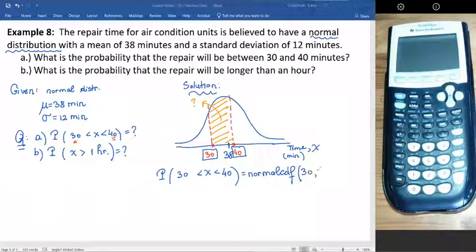So I'll just simply plug in 30 to 40, and the mean is 38, and the standard deviation is 12, because this is an application where I talk about X, not Z anymore. I'll have to make sure I change the mean and the standard deviation accordingly. The beginning or the lower bound and the upper bound will be the numbers that are bounding this area on the x-axis, and the area is actually the probability, and it's found with normal CDF.